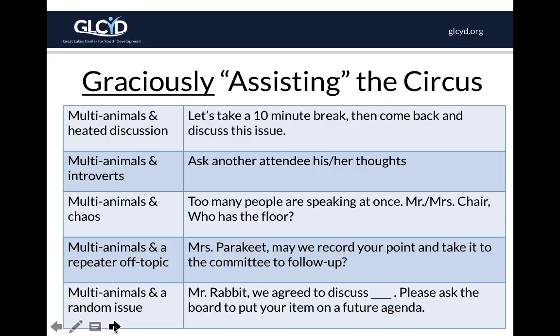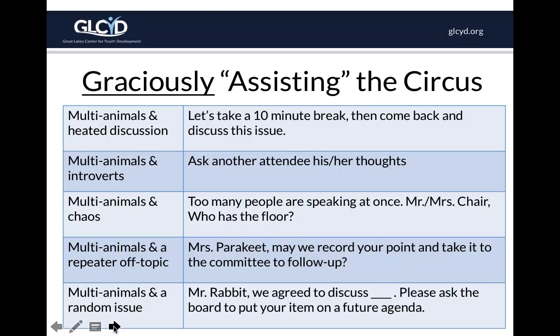Another thing is, if the chair isn't experienced with making sure everyone around the table is participating, it would be good for you to keep an eye on one that has not said something, but you can ask them to share his or her thoughts. Many times people that are introverts or that are slower to speak up, they have really great opinions and really good thoughts that need to be shared.